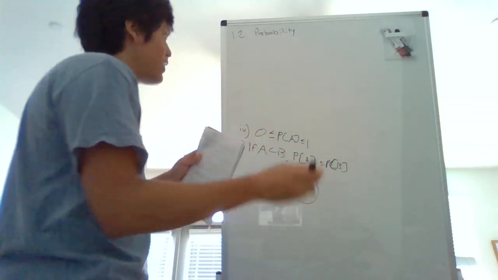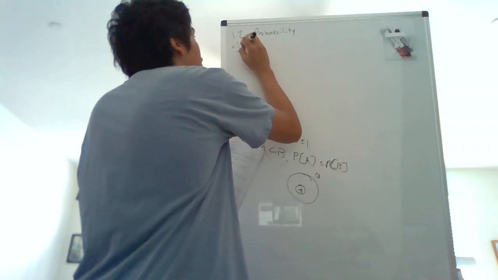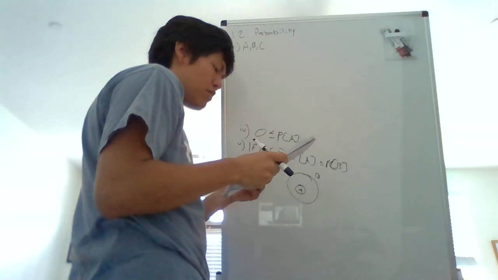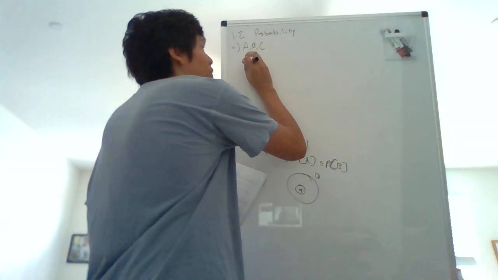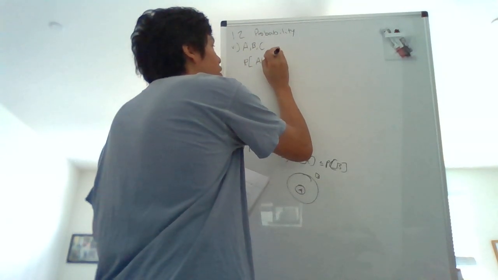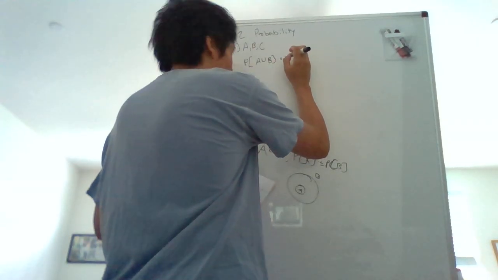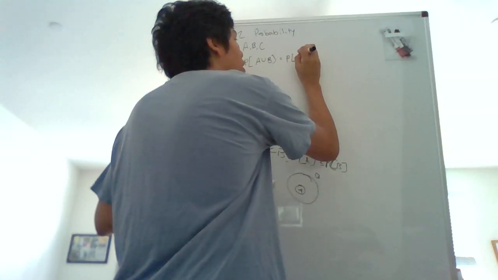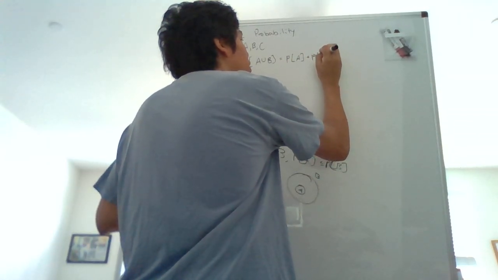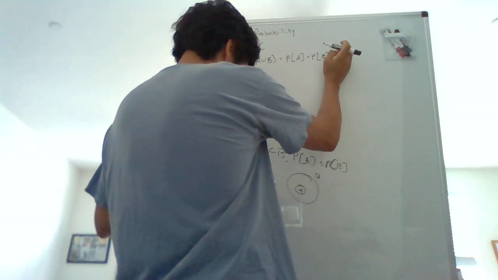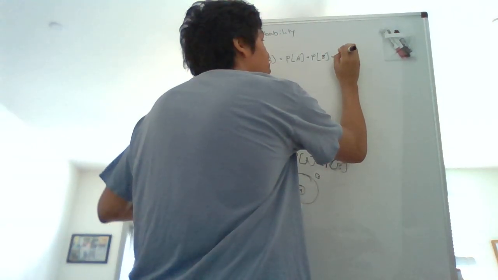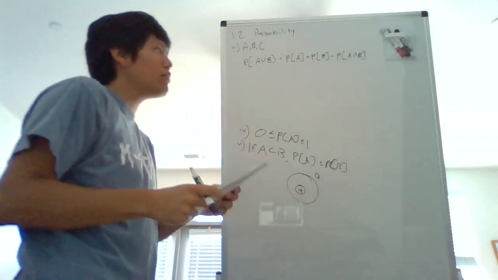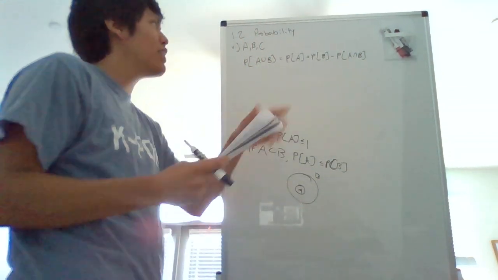So let's say we have 3 events: A, B, and C. If we're trying to look for the probability of the union of A and B, then what we would have to do is take the probability of A, add the probability of B, and then subtract the probability of A intersect B. So this is what it means by double counting.